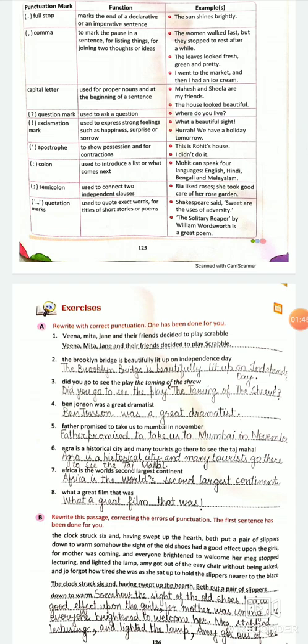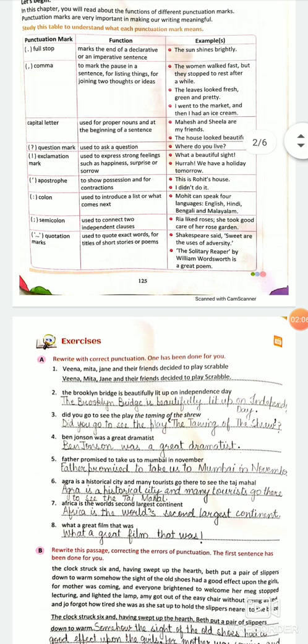Then we have an important punctuation mark, which is capital letter. Each and every sentence in English which we have started writing always begins with a capital letter. Plus, capital letters are used for proper nouns even in the middle of the sentences. Then we have question mark. They are used to ask a question, and we put a question mark at the end of an interrogative sentence.